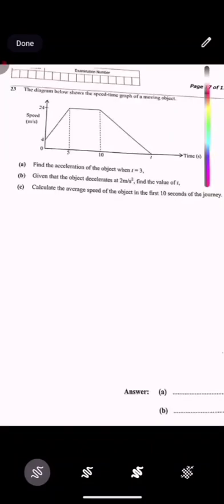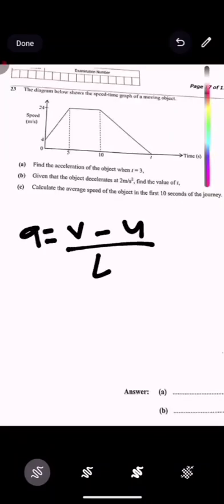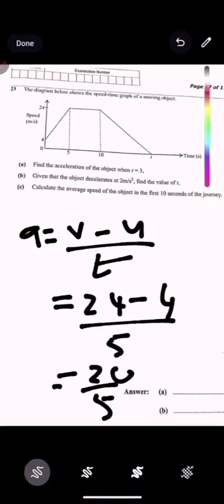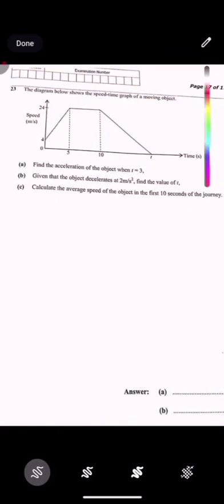Okay, so you can say acceleration is equal to v minus u over t. V is 24 minus u, which is 4, over time, which is 5. So it's 20 over 5. 20 divided by 5, it's 4 meters per second squared. Okay, so don't forget this. It's a common trick by ECZ.